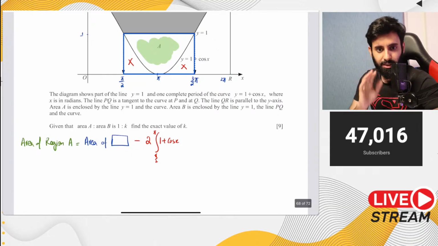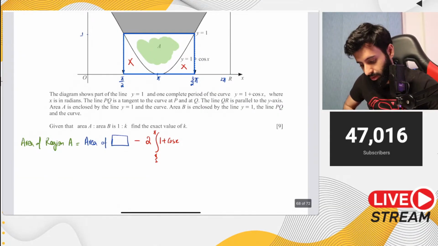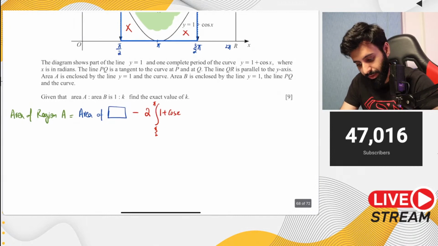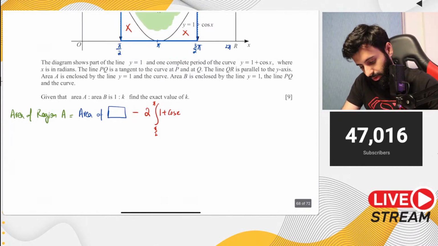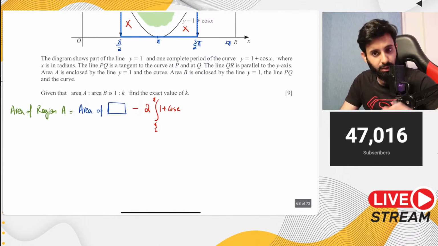Okay, so I'm not looking at the chat right now, I'm just focusing on the question. So whatever important questions you guys have, just hold it. First I'll find out the area of region A, then I'll look at your questions.